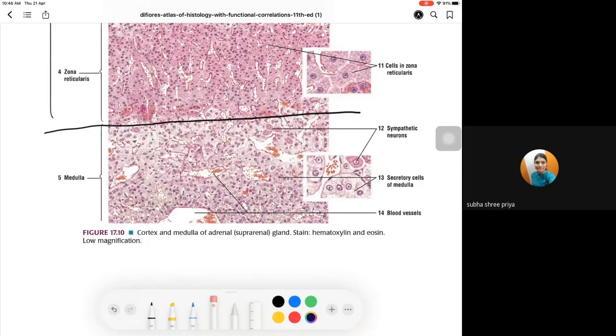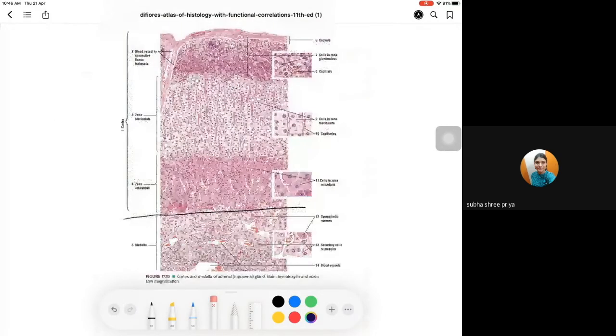Medullary cells will have that Zellballen pattern with a lot of capillaries. Okay, so that's why in the adrenal, the cortex and medulla are very, very important. Lesions of the cortex are mainly cortical adenoma and adrenal cortical carcinoma. Lesions of the medulla, pheochromocytoma.